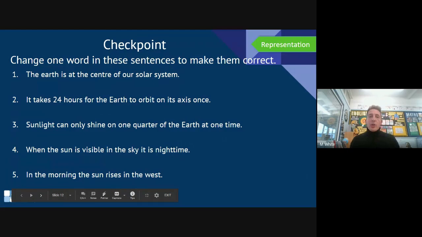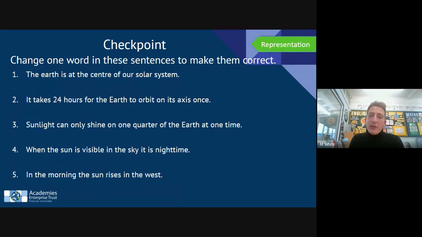So, quick checkpoint. And again, if you just jot down the answers to this, we will go back and check these in a few minutes' time. But just as you go through, it asks you to change one word in the sentence to make them correct. So all you have to do is rewrite the sentences carefully, thinking about the knowledge you've acquired so far, and any further information from your own research.